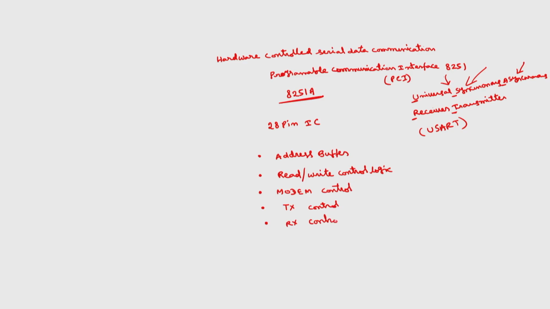These are some important blocks of this 8251, and we have a serial to parallel converter and a parallel to serial converter. In case of software controlled, you have to do serial to parallel and parallel to serial conversion using the program, whereas here we will have hardware. As I have told, this conversion can be implemented by using shift registers.